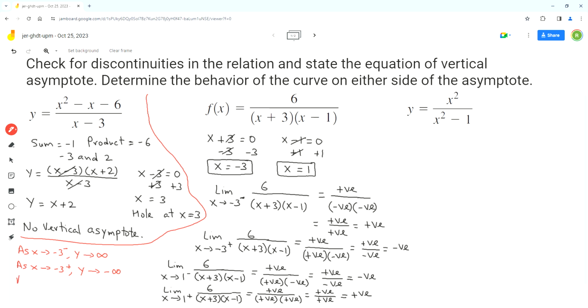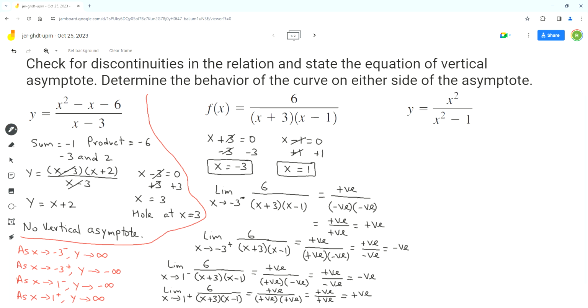And then as x approaches 1 from the left side, y approaches negative infinity. And then as x approaches 1 from the right side, y approaches positive infinity. So this can be the conclusion of our analysis for the second function.